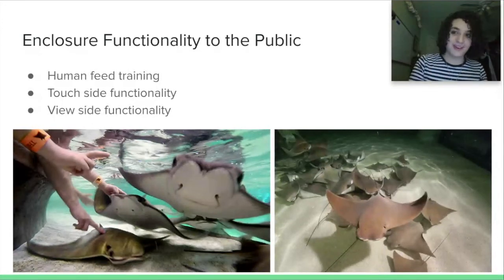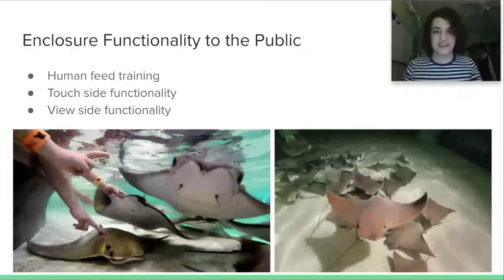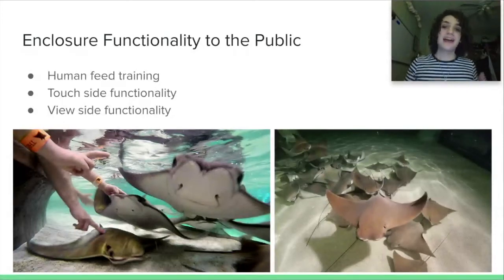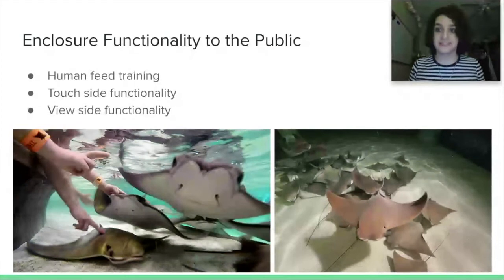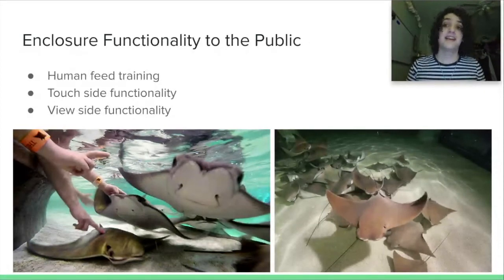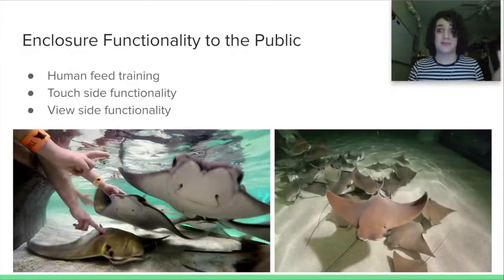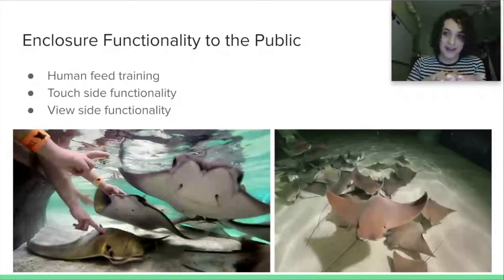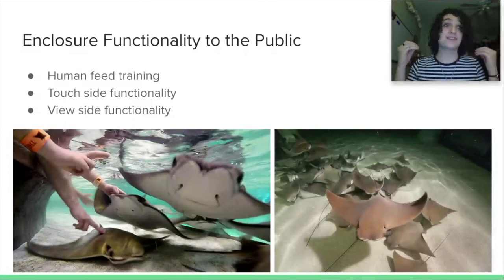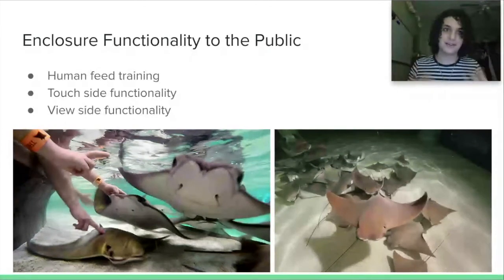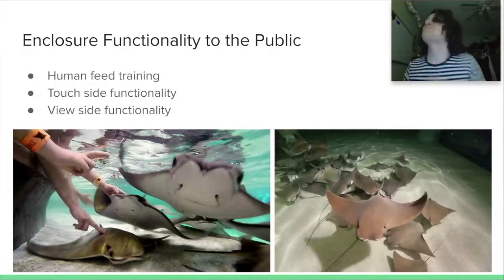So along with the rays needing training, we also need to train the humans. So as guests come in, before they're actually let into the room that has the touch tank, they will need to go through a series of rules and regulations. This will include, one, that before they enter in, they're going to need to wash their hands, as their hands can contain bacterial pathogens that they can introduce to the water, and more riskily, directly to the skin of the ray, which can be extremely problematic, and not all touch tanks take that into mind.